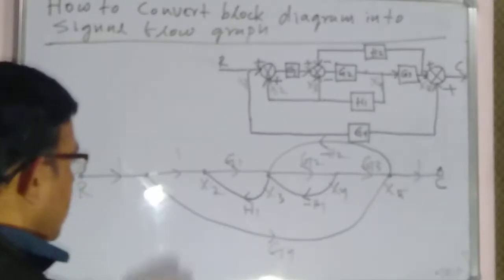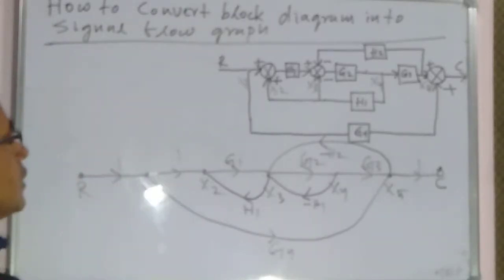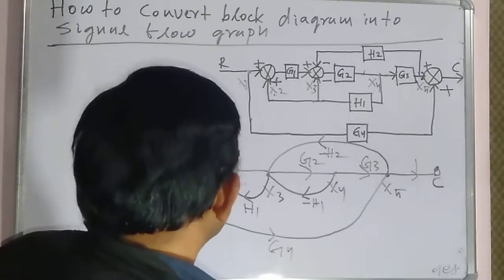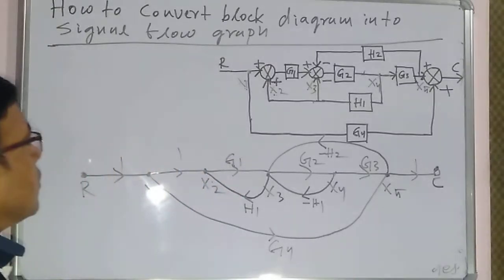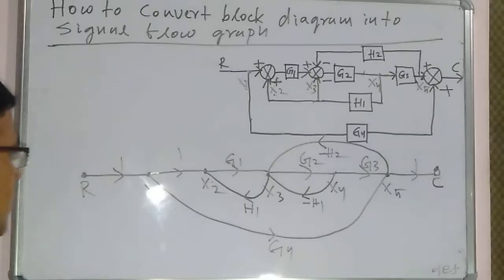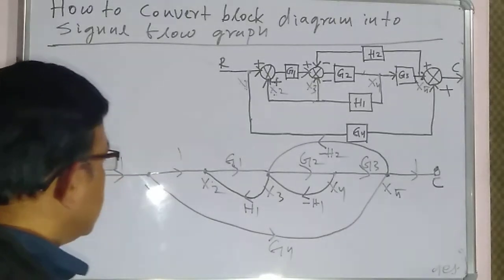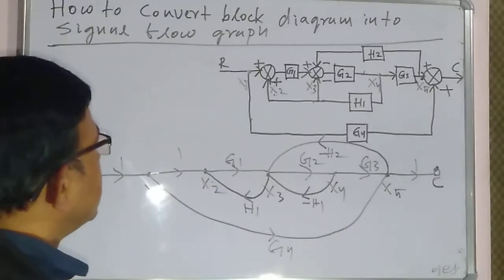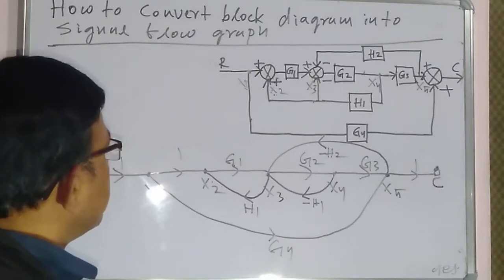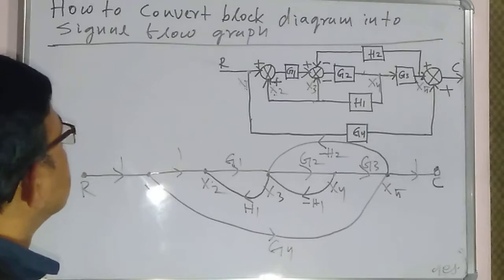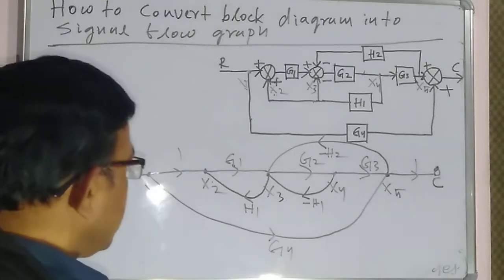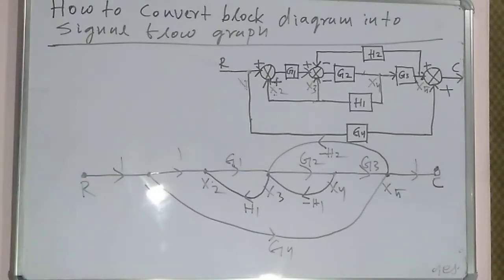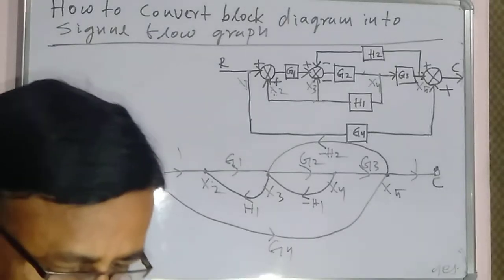This is the signal flow graph, and this problem can be solved very easily. So in this way we can convert each and every critical problem by converting it to a signal flow graph. Thank you very much for watching this video.